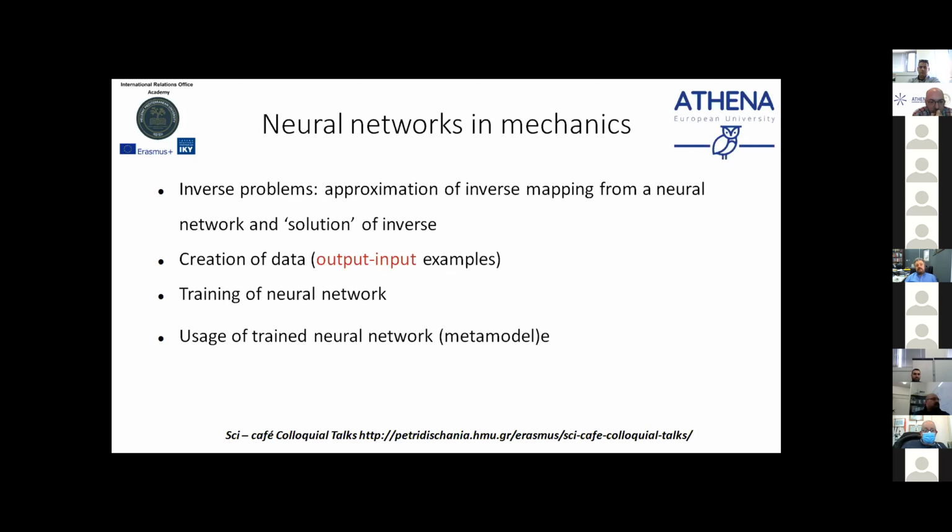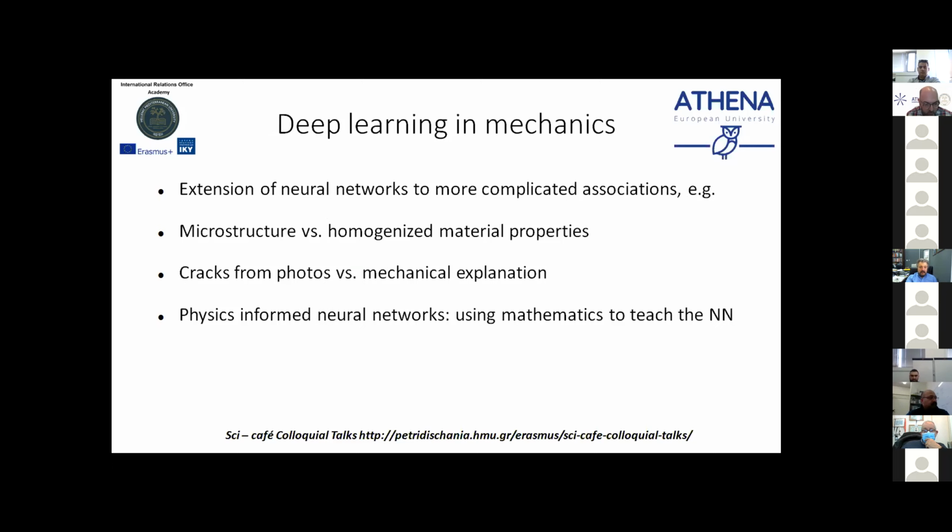For inverse problems, the way is pretty similar. Now we try to approximate directly the inverse mapping from the neural network, and in this sense, to solve directly the inverse problem. That means, again, we have to create a couple of examples, data, outputs to inputs. Now we use it in another way. We train the neural network and we use it to solve the usually complicated inverse problem.